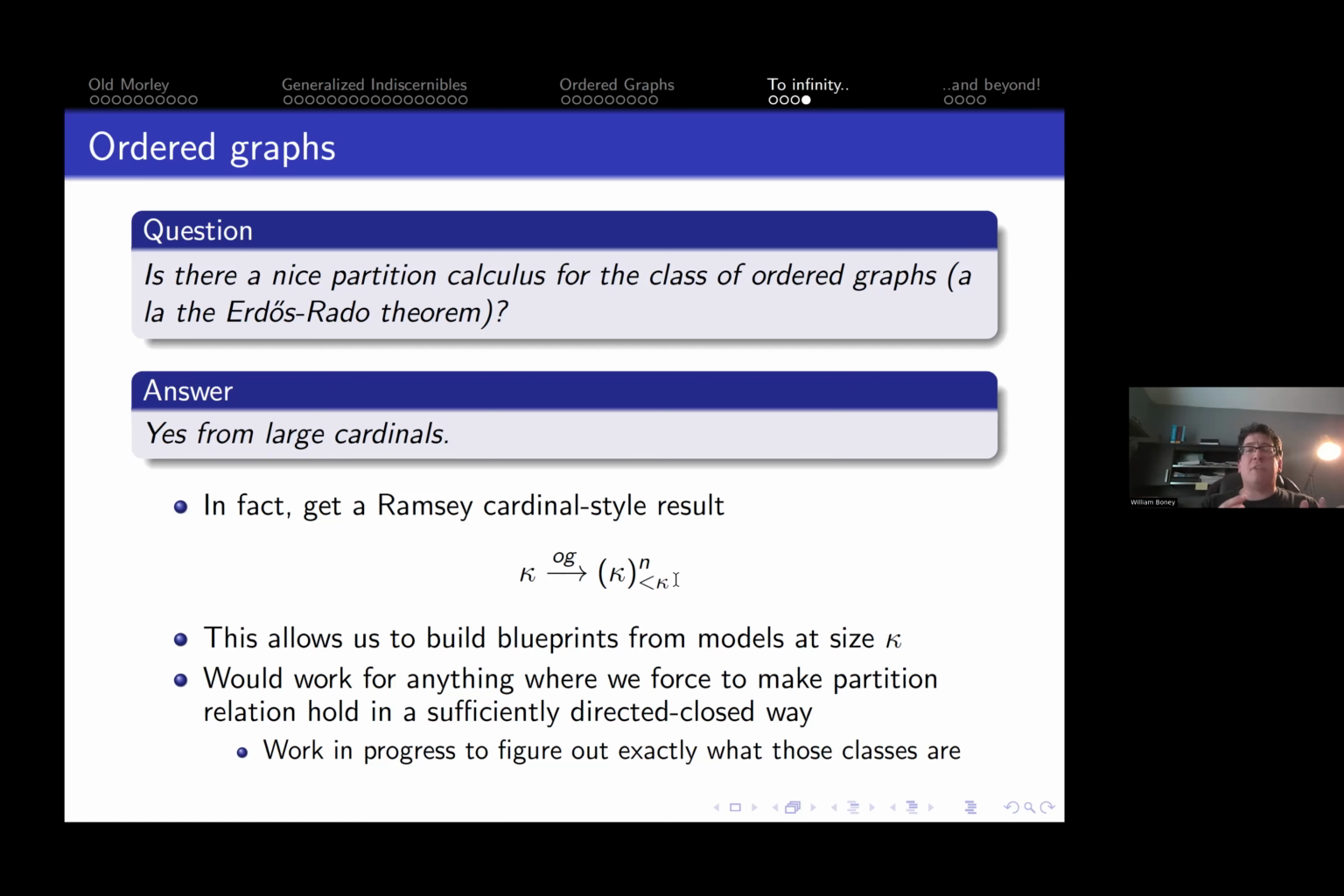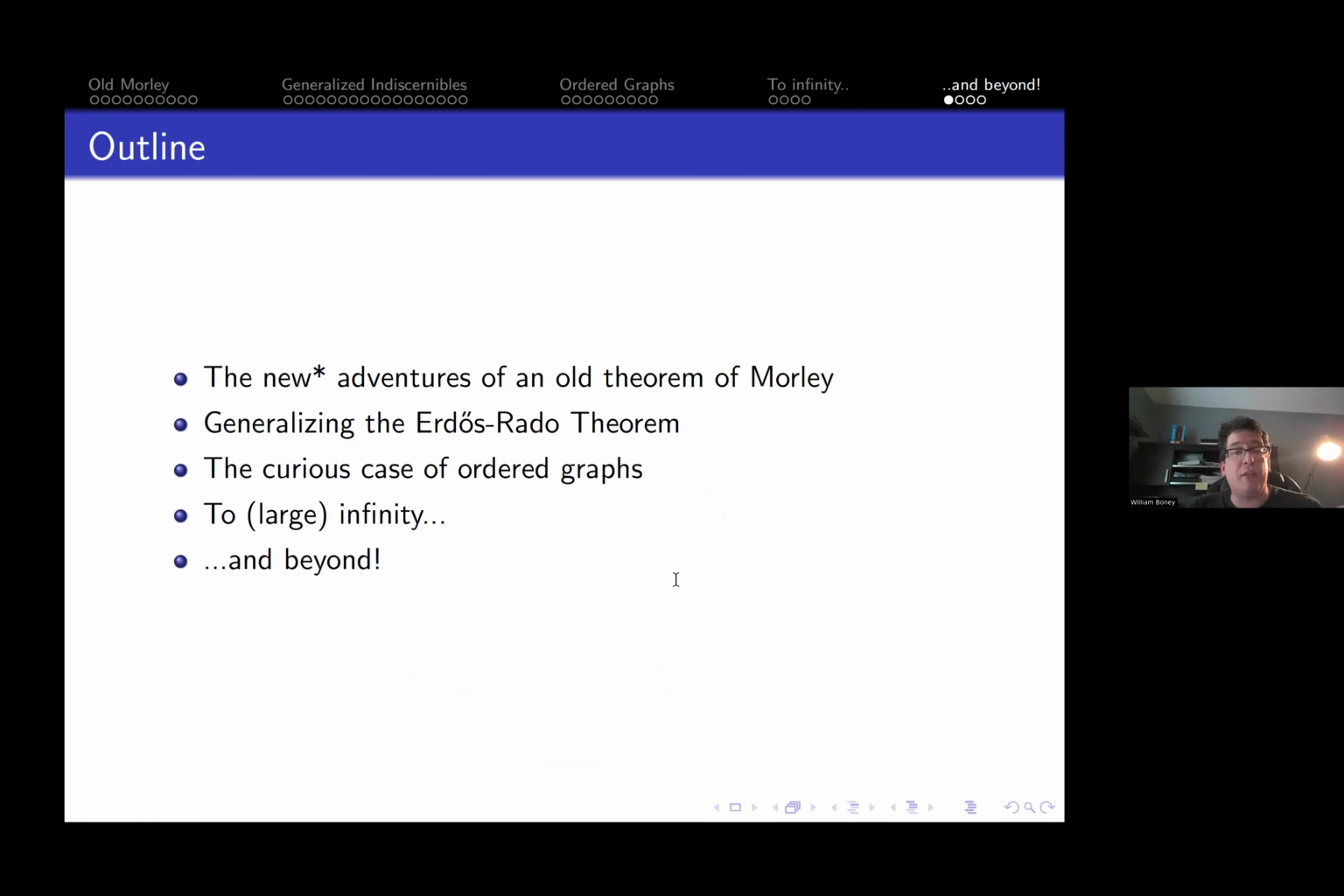But then before, we were looking at beth sub 2 to the kappa plus as this threshold, and now we're shooting up to some very large cardinal. So that's nice, but not ideal. But luckily we can do better. And this is the beyond part.